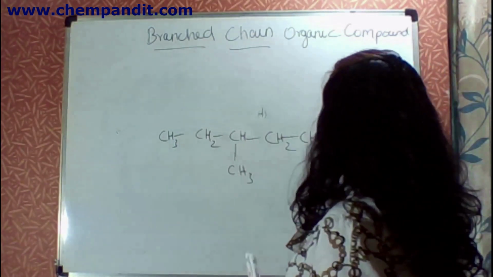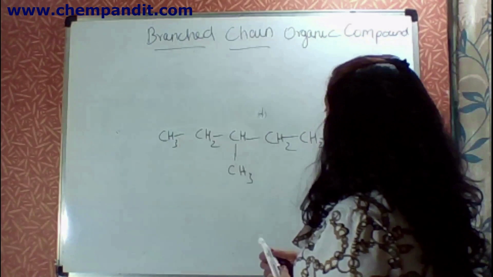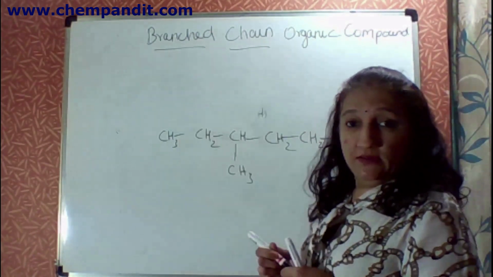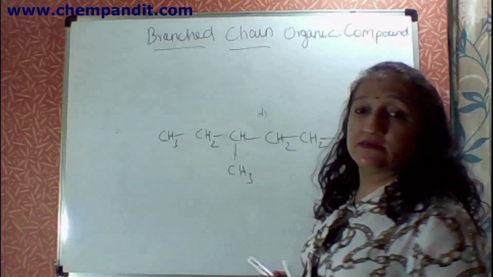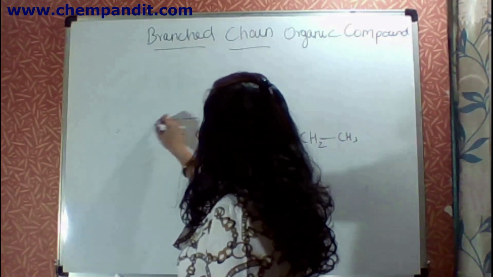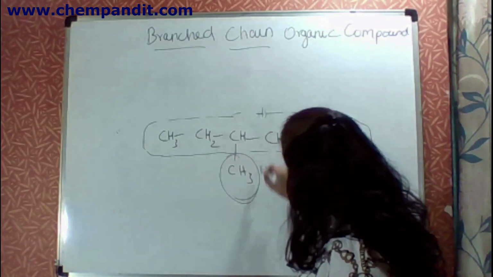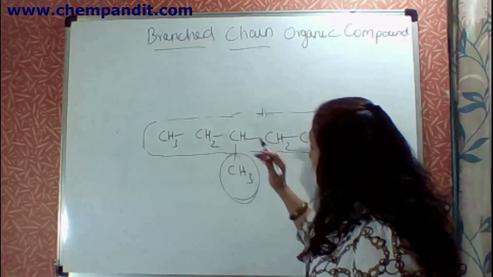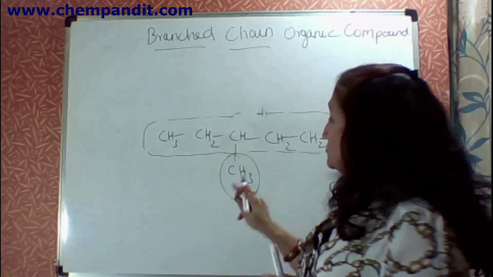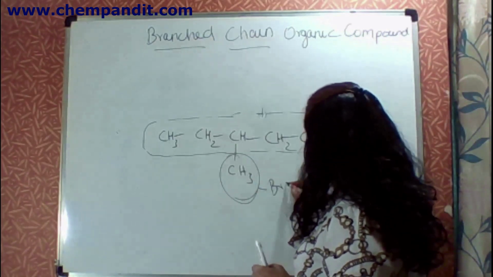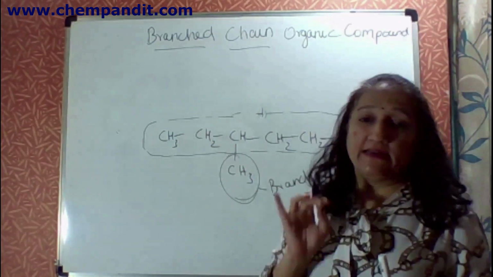Clear? CH3, CH2. Now in this compound, let's take the main chain. Let's identify the longest carbon chain in this compound. The longest carbon chain is this one, right? And this group of atoms, this CH3 group, is actually out of this. It is not falling in between the main carbon chain. So this will be known as a branch. Okay? And this compound will be known as a branched chain organic compound.